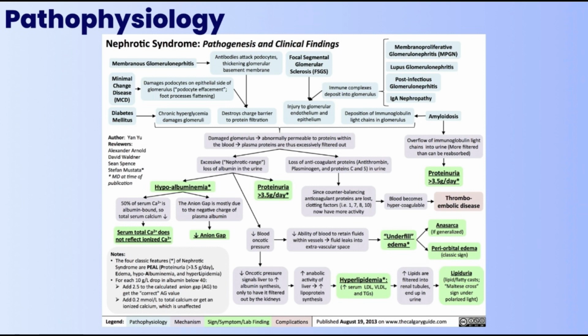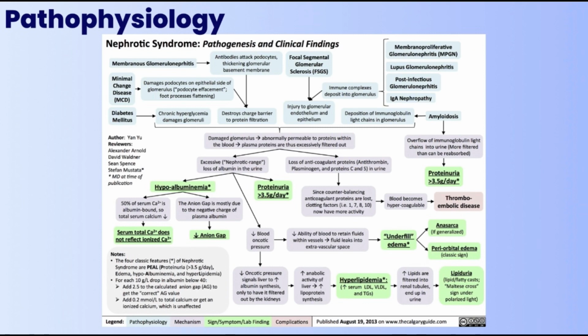Here in this diagram, the blue boxes are about the pathophysiology, the purple boxes are mechanism, the green are signs, symptoms, or laboratory findings, and the pink is for complications. Nephrotic syndrome is a condition involving damage to the epithelial side of the glomerular capillary wall, resulting in thicker glomerular basement membrane and loss of podocyte foot processes, both of which reduce the size and charge barrier to prevent protein filtration out of the bloodstream, which leads to massive loss of proteins in the urine. There are many causes of nephrotic syndrome.